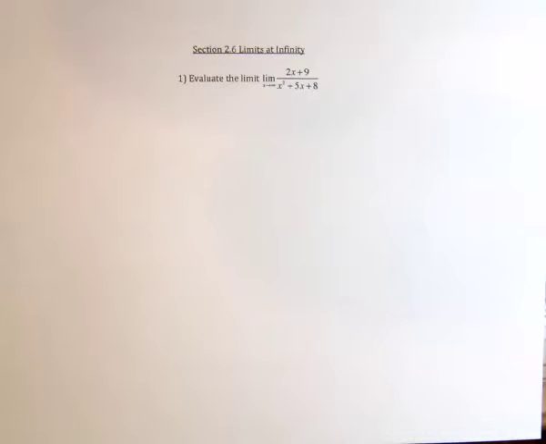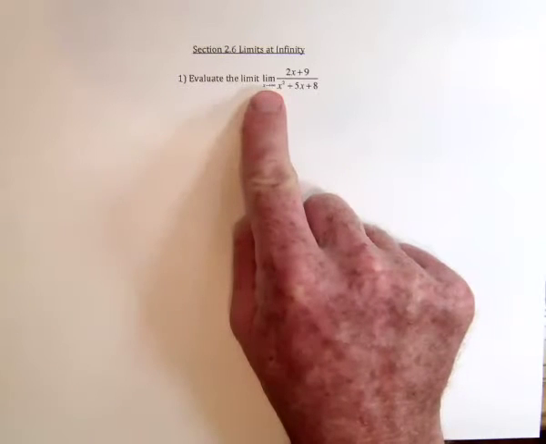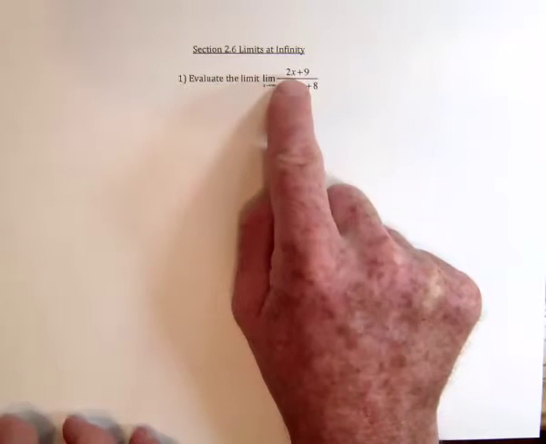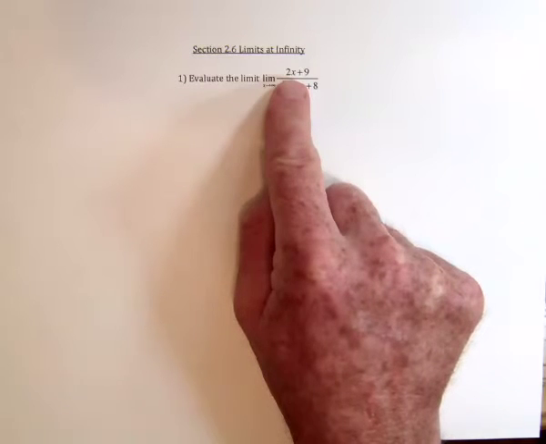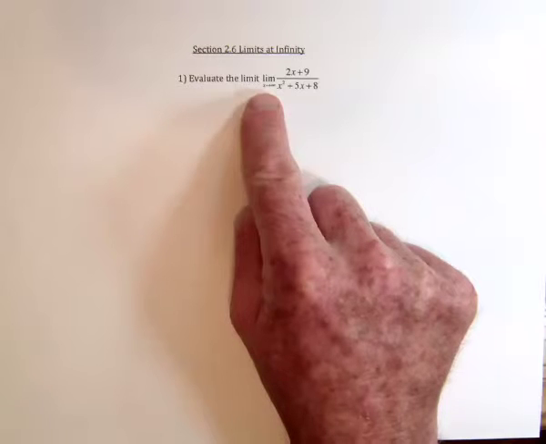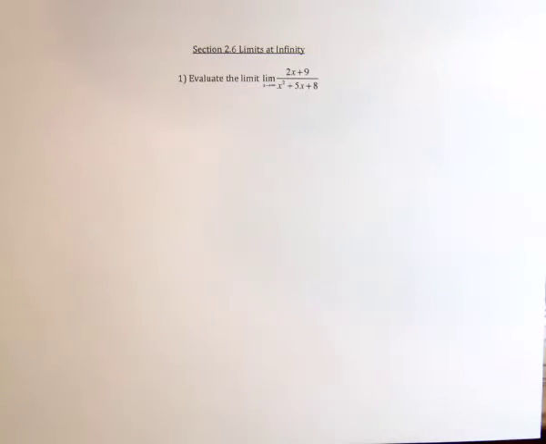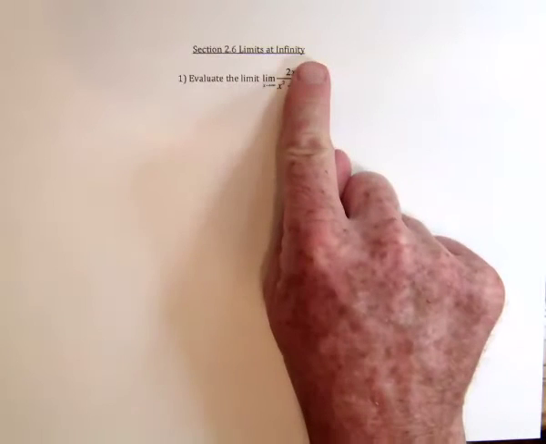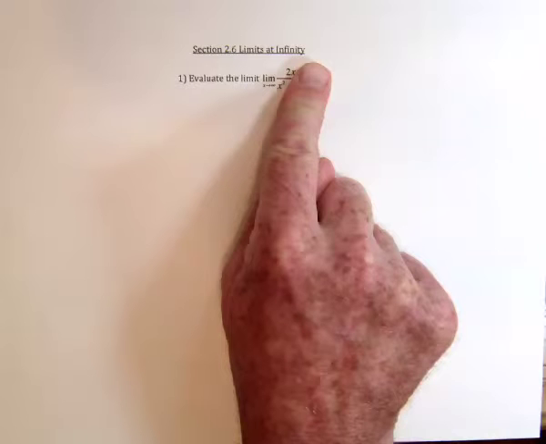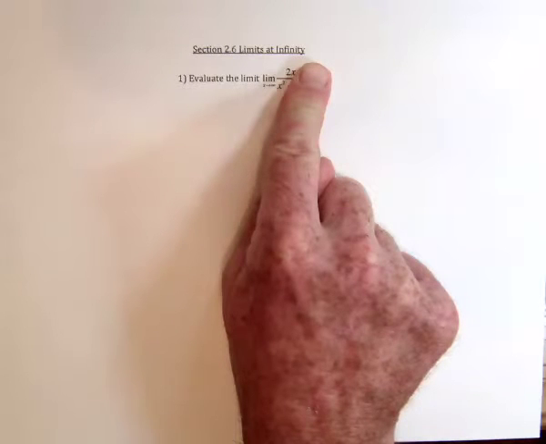Limits at infinity means that either the x is approaching positive or negative infinity, or the function itself is approaching positive or negative infinity. In this case, it's the x that's approaching infinity. When that happens, there's a couple of ways to approach this. My favorite is you really only need to compare the leading term for each polynomial.